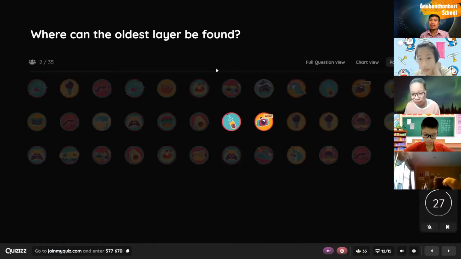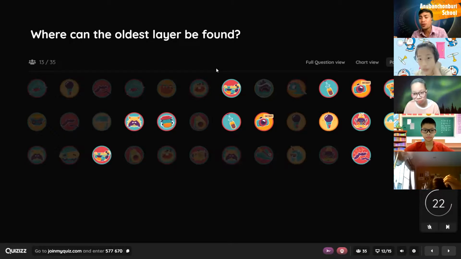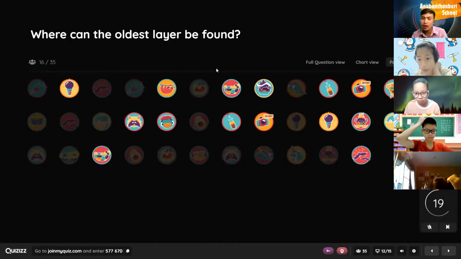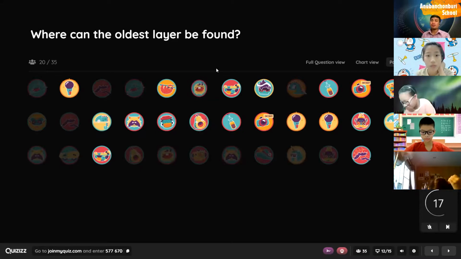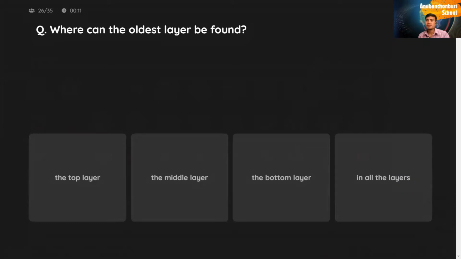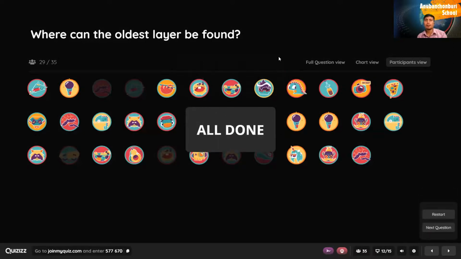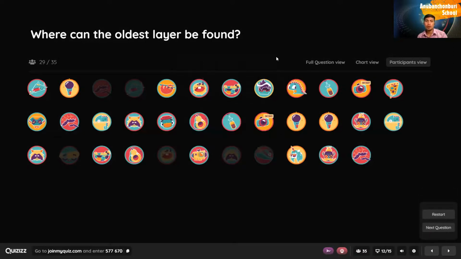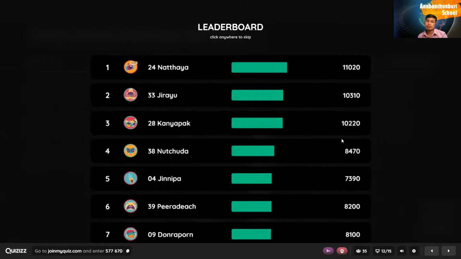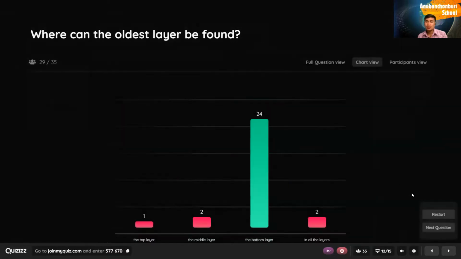I will repeat, the question here was wrong. Where can the oldest fossil layer be found? The top, the middle, the bottom layer, or in all layers? Okay, the answer is the bottom layer. Of course, the oldest will go to the bottom layer. Let's see. Oh, I think Nataya is not making any mistakes.